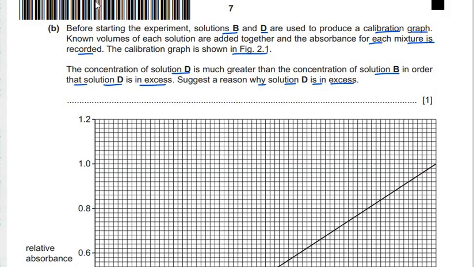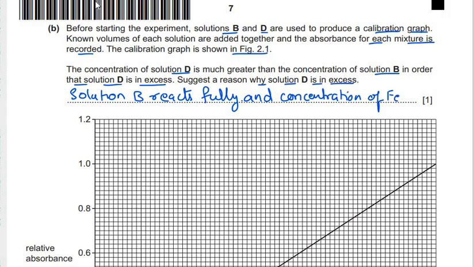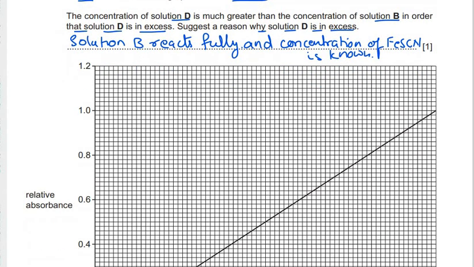So we can mention here that solution B reacts fully or completely, and the concentration of FeSCN, that is the ferric thiocyanate solution, is known. That is the reason we add excess of D solution.